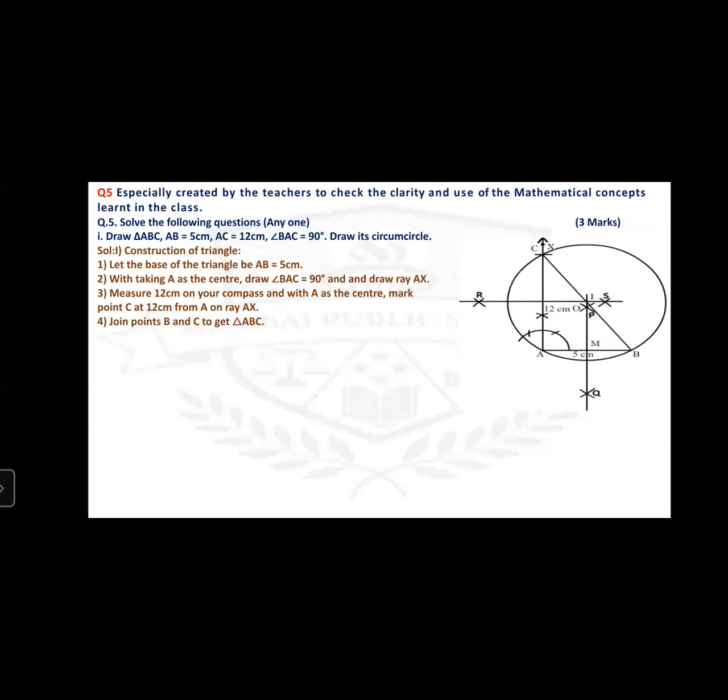Then we join B and C. We get triangle ABC, which is a right angle triangle. Now, construction of the perpendicular bisector. Now here we will draw the bisector. For the perpendicular bisector, taking A as center, take more than half of side AB.